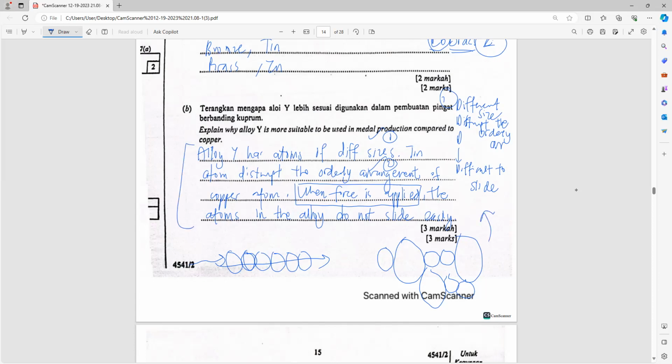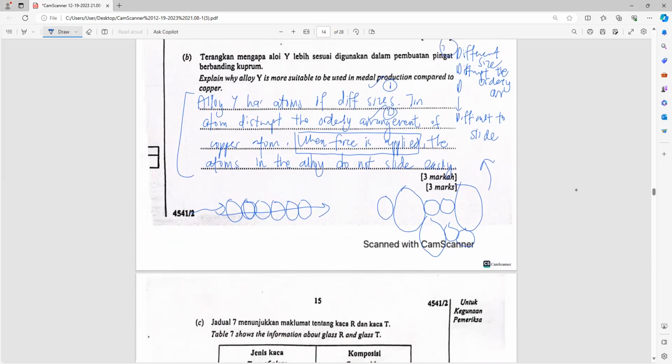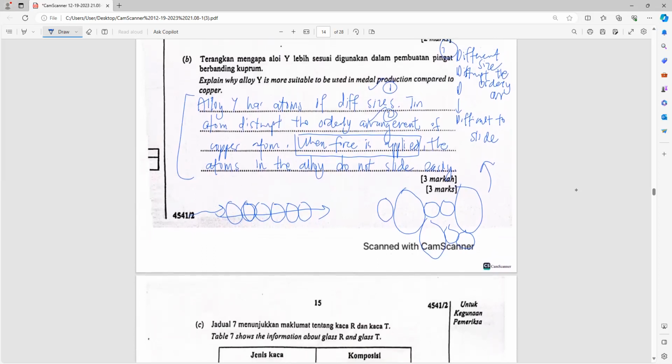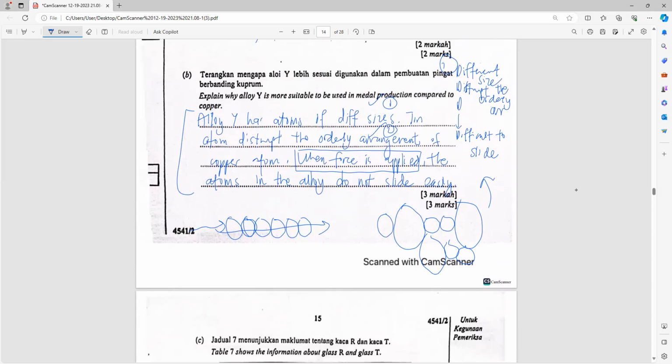Okay, this is your... Sorry, Chair, I have a question. Yeah. Because it's a comparison question, do we have to say after every sentence compared to copper? No. Okay, why is it more suitable? Because if you look at the last answer, look at the marking scheme. Why is it more suitable? So it does not slide easily when force is applied. Maybe then at the end you can put compared to copper. But even if you didn't put, we already know what you are saying, because you're already talking about alloy.